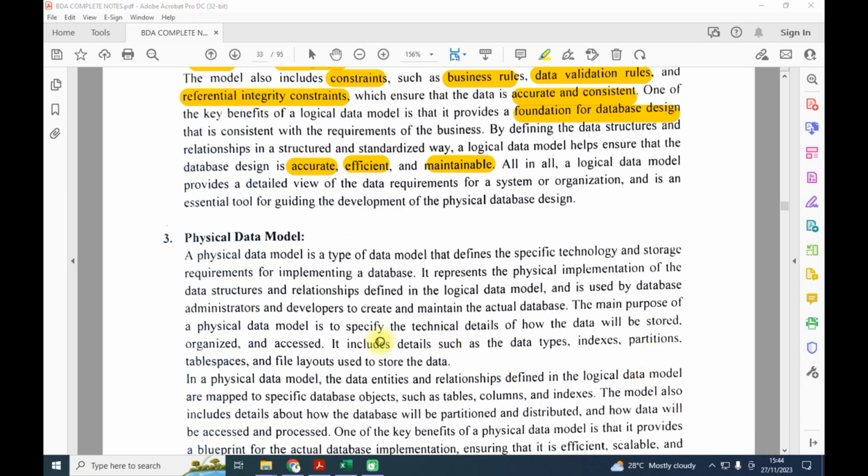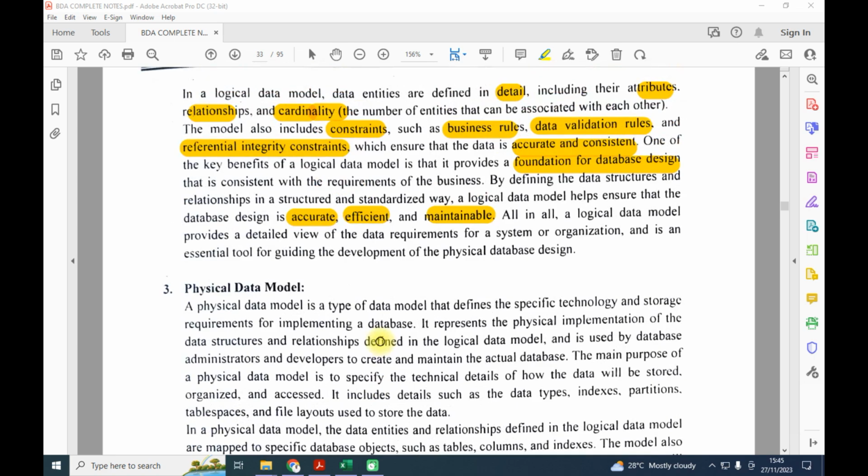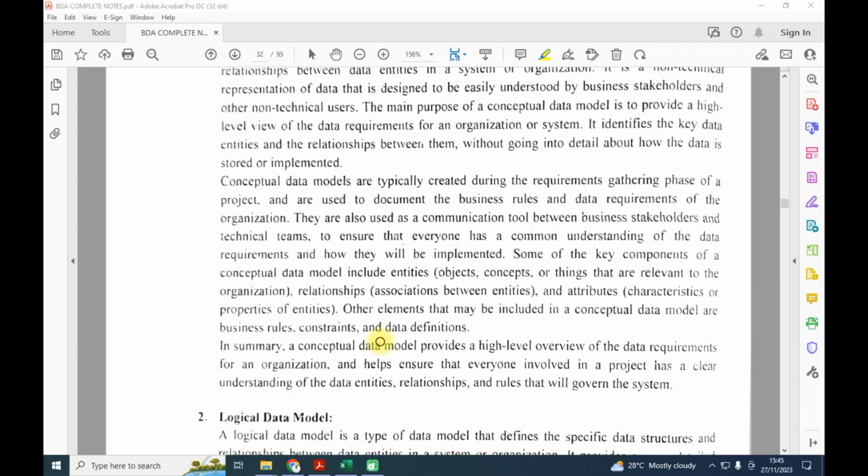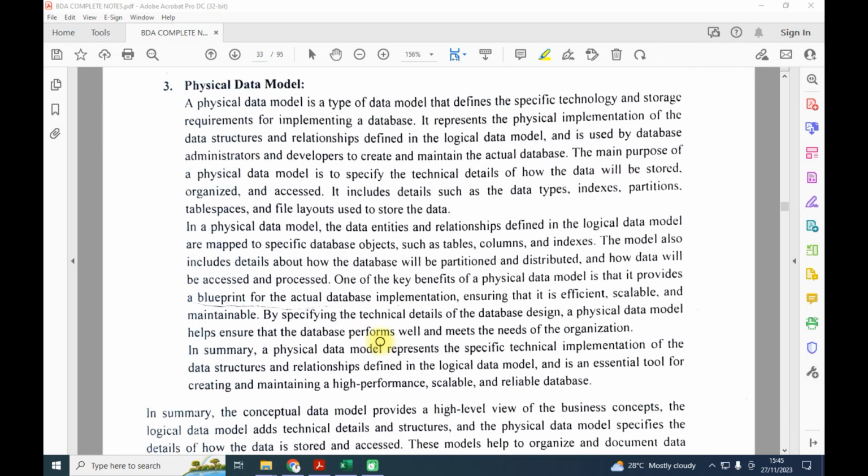So the third now is the physical data model. So remember, we have looked at the conceptual and the logical, now the physical. A physical data model is a type of data model that defines the specific technology and storage requirements for implementing a database. Those are the two key things under the physical.